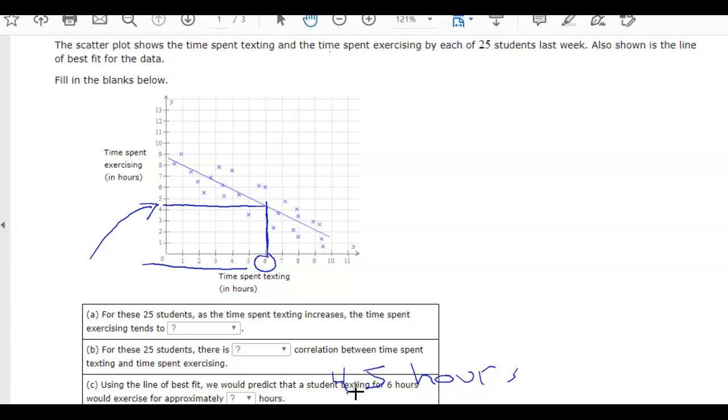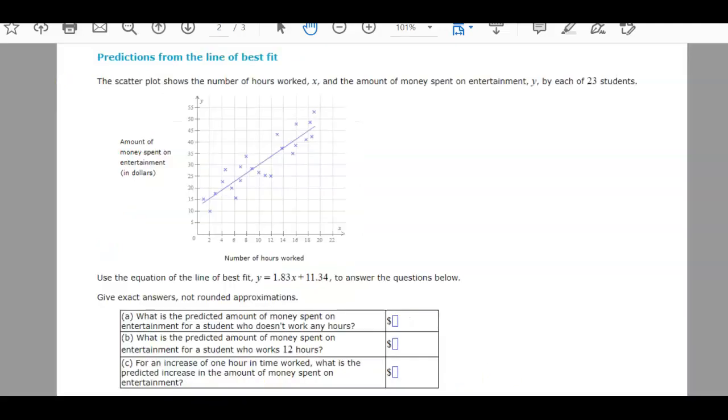And we're not done with the section, are we? We've got 2 more problems to do. So let's go ahead and take care of those. Okay, next one here, you guys.